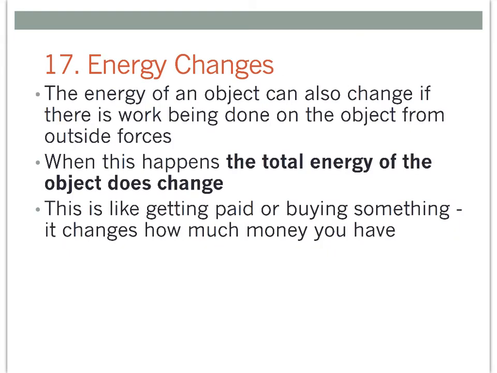So as we just saw in the examples there, the energy of an object can change when we do work on it, when we have an outside force doing work on it. And what happens in this case is the total energy of the object does change now. Okay? When work is done on an object, it changes the total energy of the object, because what ultimately happens is it allows energy to be transferred from one object to another.